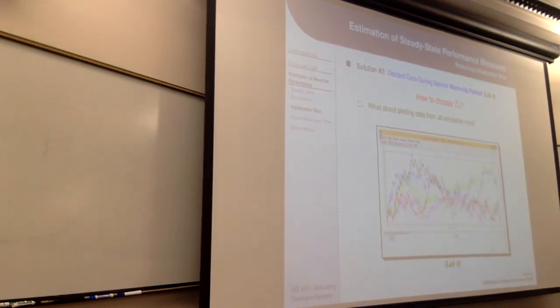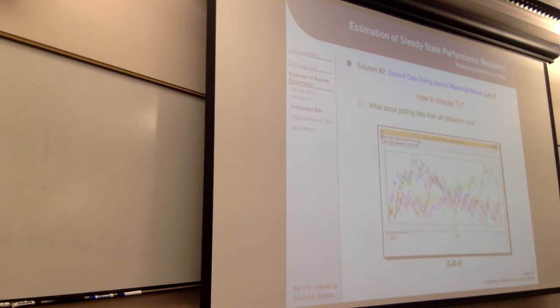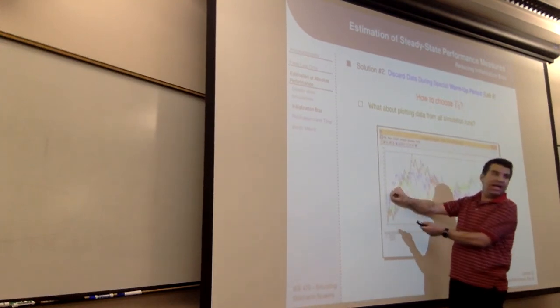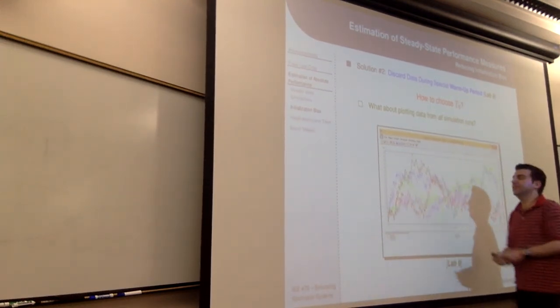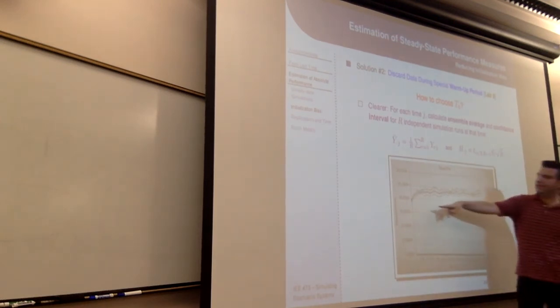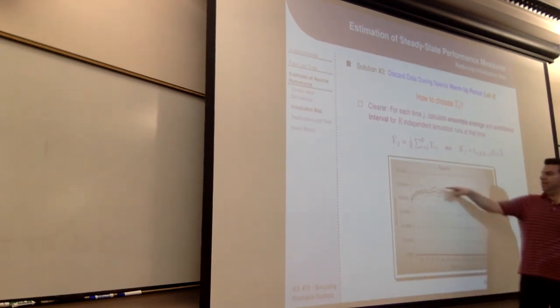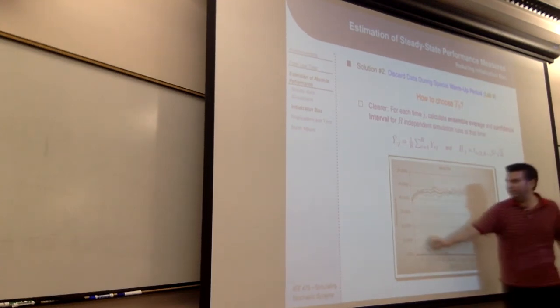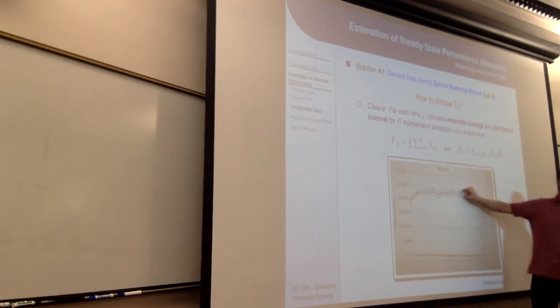Well, what your lecture book suggests you do is to take those five replications and for every time point, average them and calculate a mean and a confidence interval. If we do that, we get something that looks like this, where the dark line is the mean and the light lines above it and below it are the 95% confidence interval calculated per each time point. So you've got a moving confidence interval here.